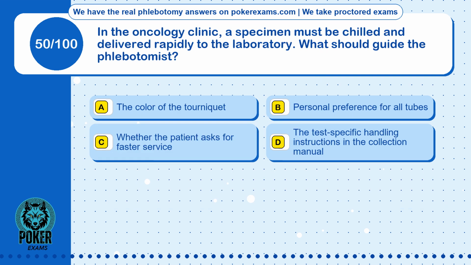Question 50. In the oncology clinic, a specimen must be chilled and delivered rapidly to the laboratory. What should guide the phlebotomist? Option A. The color of the tourniquet. Option B, personal preference for all tubes. Option C. Whether the patient asks for faster service. Option D. The test-specific handling instructions in the collection manual.